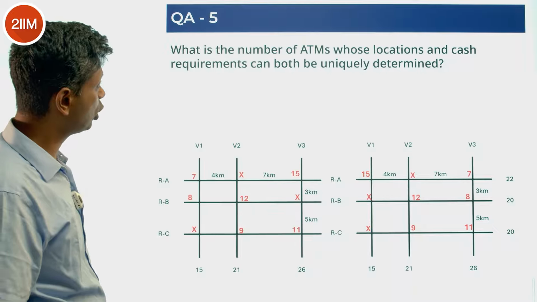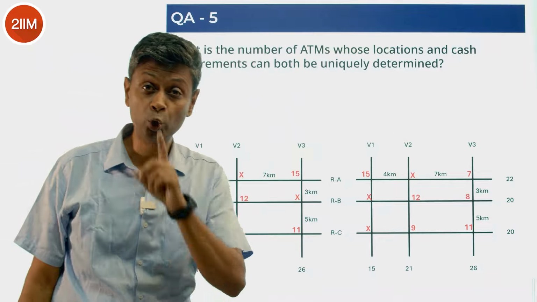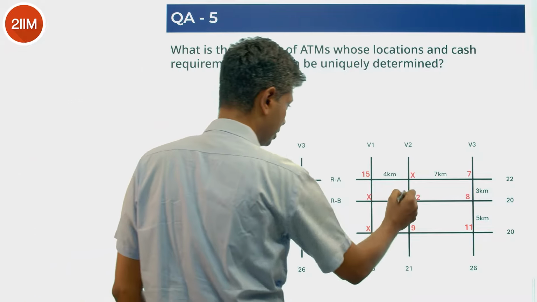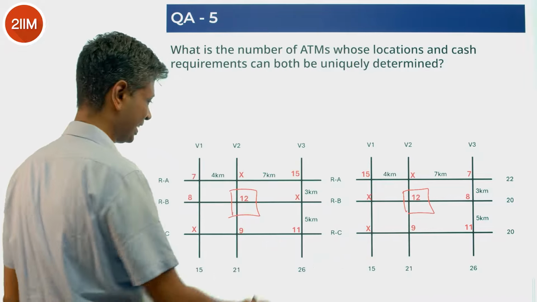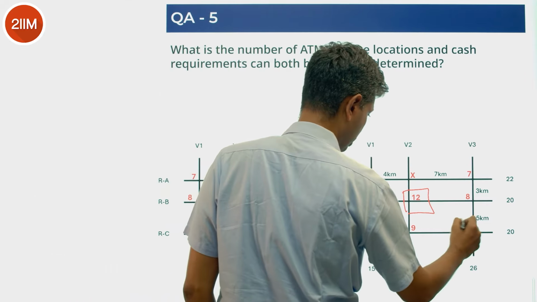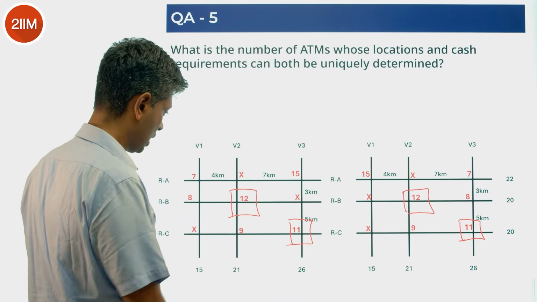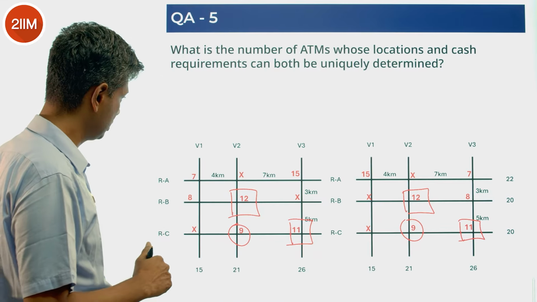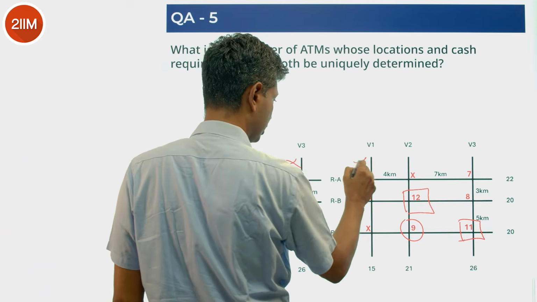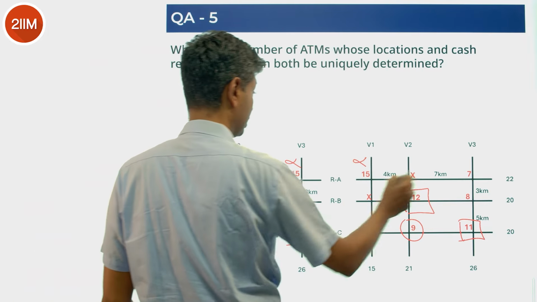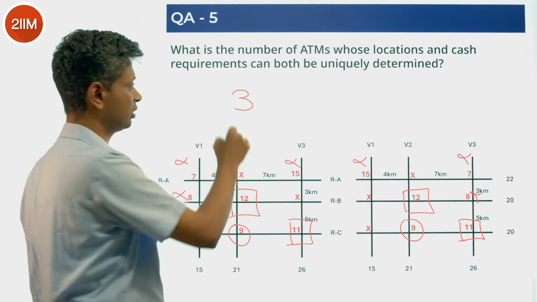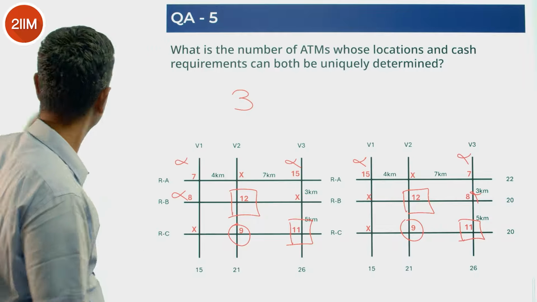What are the number of ATMs whose locations and cash requirements can both be uniquely determined? It's 12 in the middle, both cases. 11 here, both cases. 9 here, both cases. 3 are in the bag. 15 is this side and this side, not possible. 7 is here and here, not possible. 8 is here and here, not possible. 3 work, 3 don't work. Answer 3.